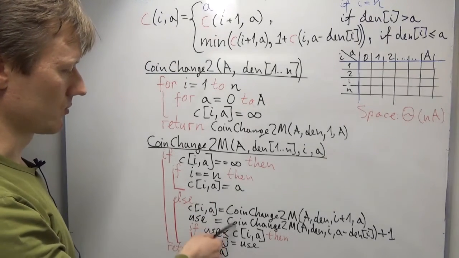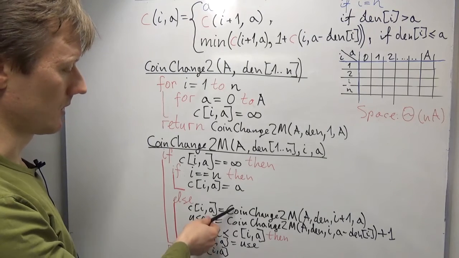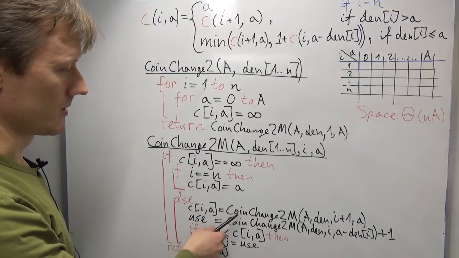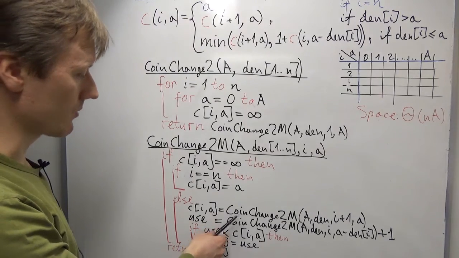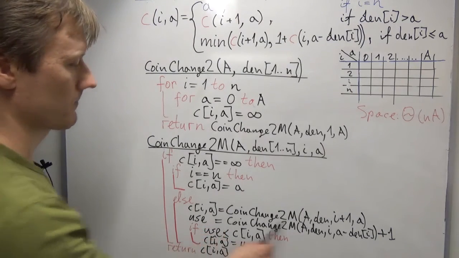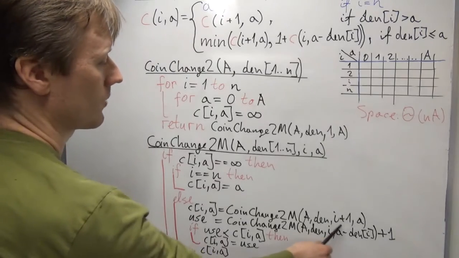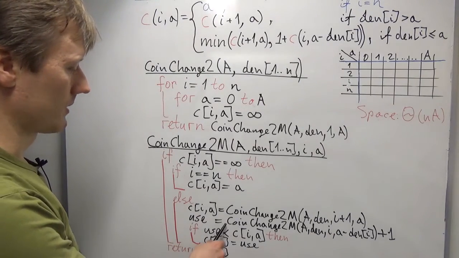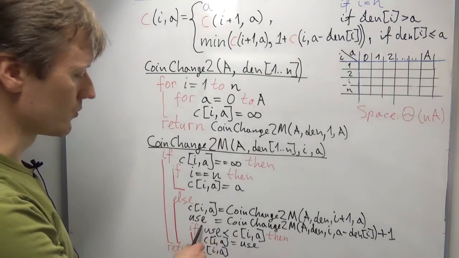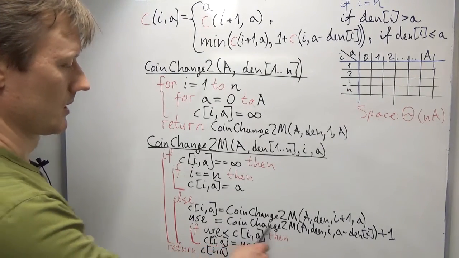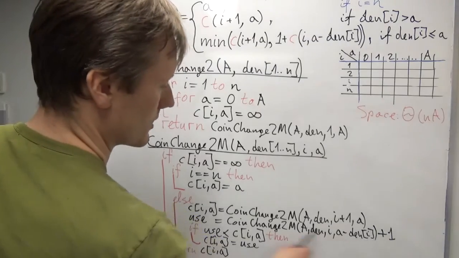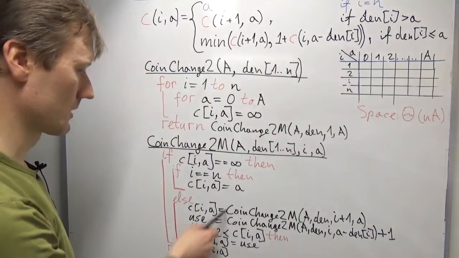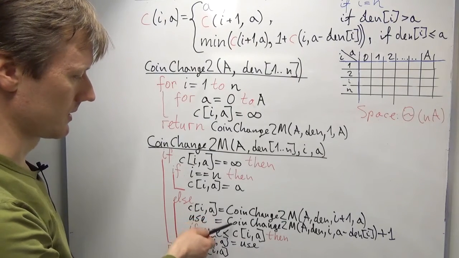Otherwise, I compute the two versions, the two solutions: one without using this denomination i, where I go to the next smaller denomination, or the other where I use the denomination, which I call use, which is again just a rewrite of this recurrence. So these are recursive calls.